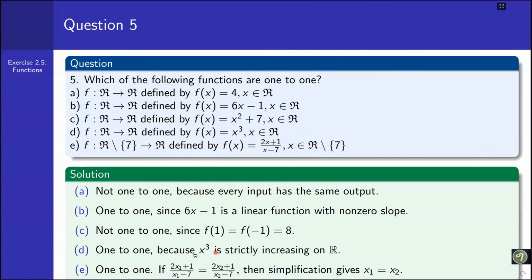ስለዚህ እነዚህ ፋንክሽናል ቫልዩዎች እኩል ከሆኑ x1 እና x2 ወይም ደግሞ ፕሪሜጃቸው እኩል ይሆናል. So that this will be a condition for the given function to be one-to-one. So that is a one-to-one function.